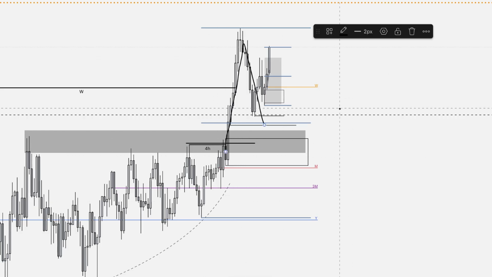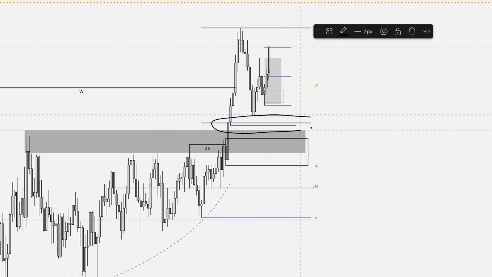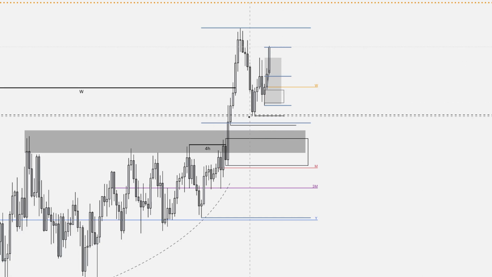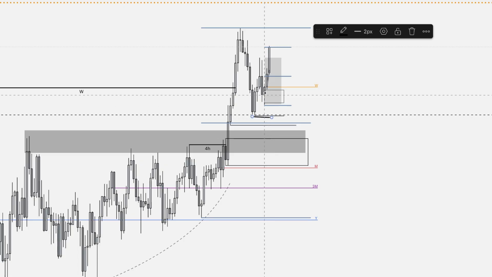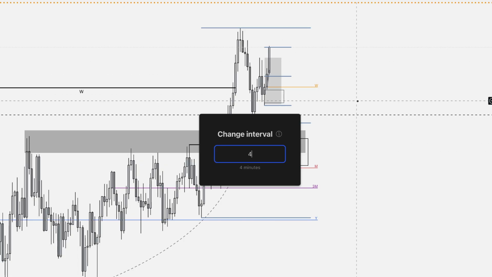So that's the pullback. And for the pullback, I expected at least a pullback into the 50% of the range, maybe tapping the support and resistance zone and taking out this liquidity which was generated. And then look for the long trades, but we got the bullish news today.